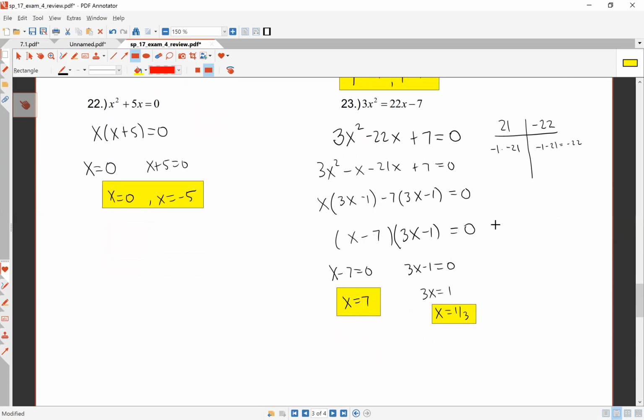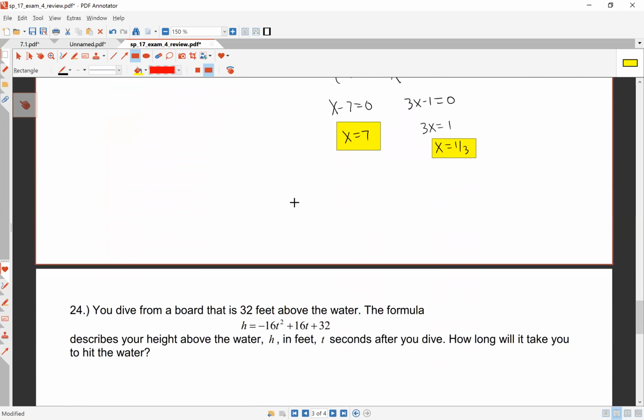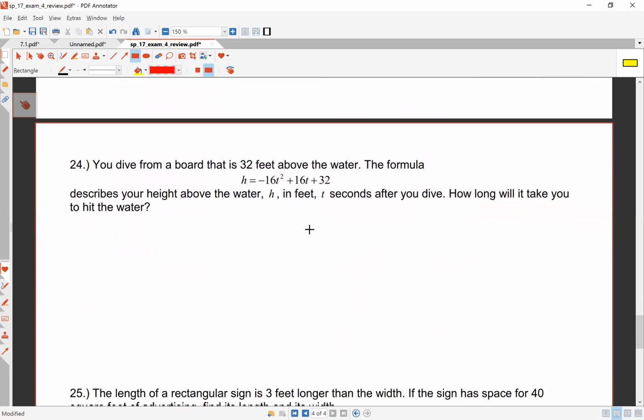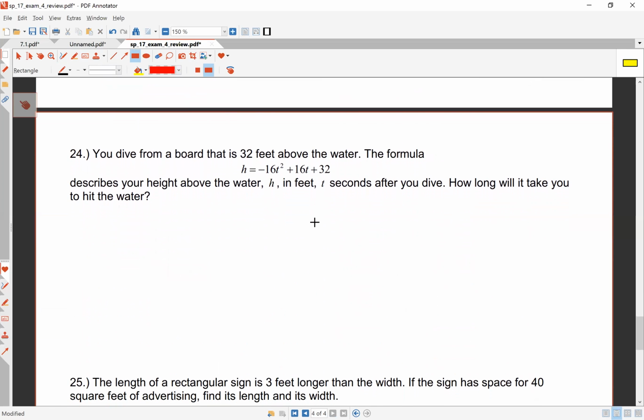All right, so there's the factoring portion of it, and then we have a couple of application problems. The first one is about diving from a board. When you dive from a board that's 32 feet tall, there's the water. You dive off the board and into the water. I want to know how long it will take us to hit the water.